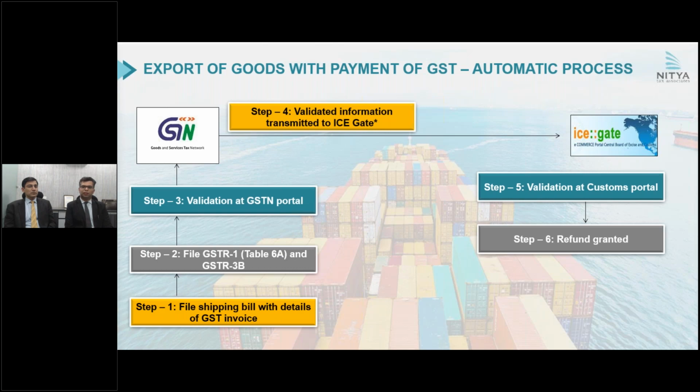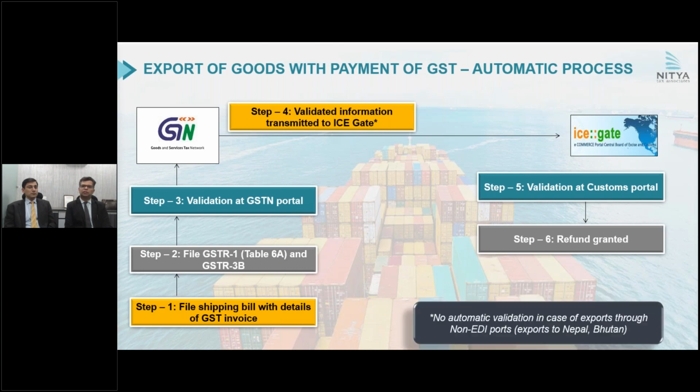While this automatic process is very smooth for normal cases, there are some ports which do not have an EDI system or wherein the shipping bills are not filed electronically. In such cases, the refunds get stuck. And unfortunately, in these 6 steps, if there is a mismatch or some intervention or something does not match at any step, the refund gets stuck. And in our practical experience, both the GST authorities and customs authorities do not have any option in that case to grant the refund manually.